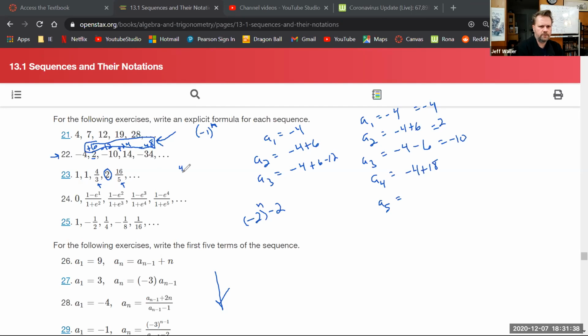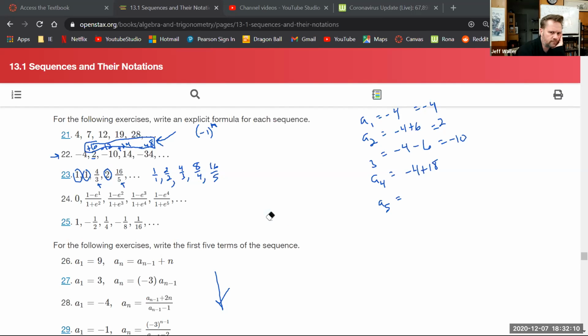So let's see, let's make some rooms. 4/3, 8 over 4, 16 over 5. So of course, this one can be written as 2 over 2. And then you've got, this one is kind of interesting. And then you can see the pattern. This one's a little more obvious where it's coming from. Right?